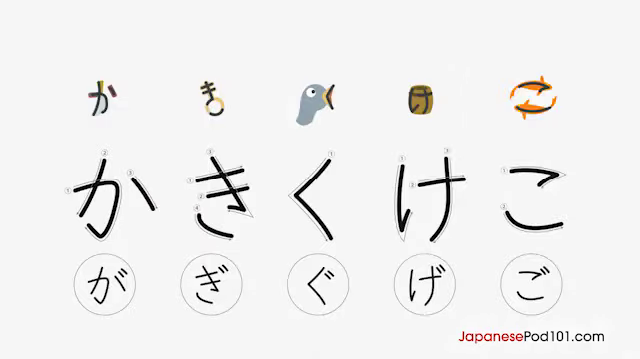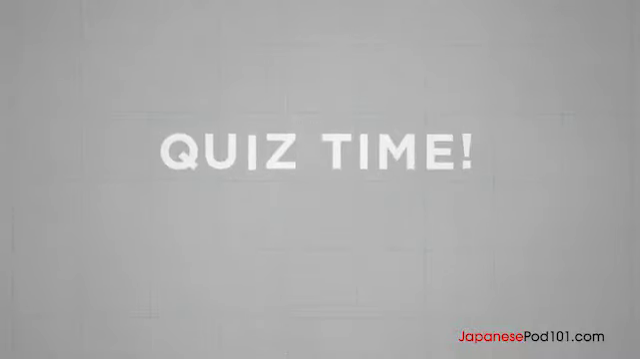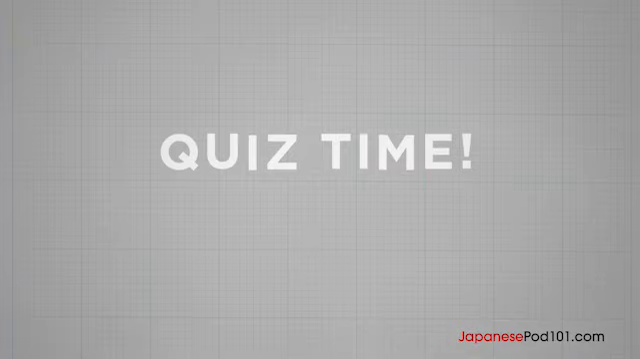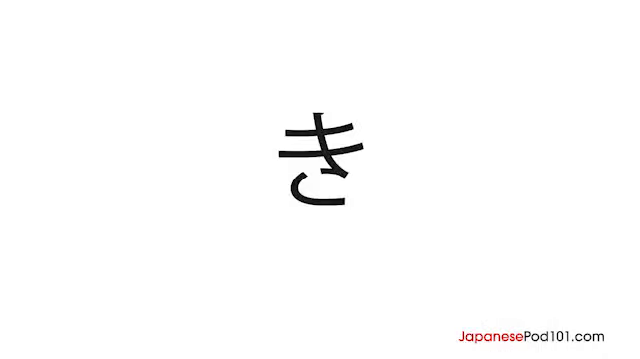Let's see all the characters again. Ka, ga, ki, gi, ku, gu, ke, ge, ko, go. Now, let's review what you've learned. I'll show you a character or a word and give you time to say them. Ready? Ki, just like a key. Remember?